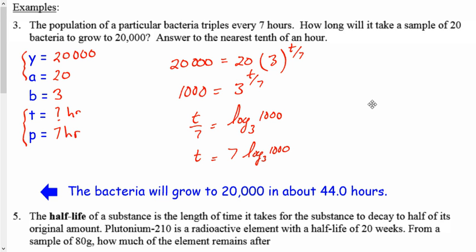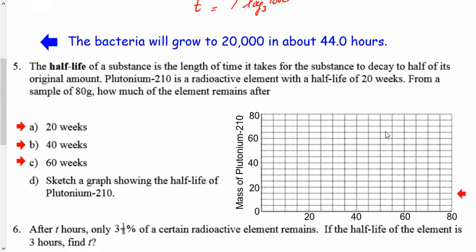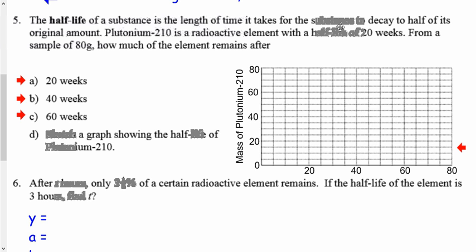Our next example is looking at half-life. So the half-life of a substance is the length of time it takes for the substance to decay to half of its original amount. So the half-life would be the p-value in our typical exponential equation. So in this question, we have some plutonium-210. It's radioactive with a half-life of 20 weeks. If we're starting with a sample of 80 grams, we want to know how much will remain, first of all, after 20 weeks, and then 40, 60, and then we'll sketch a graph and have a look at what's happening here.